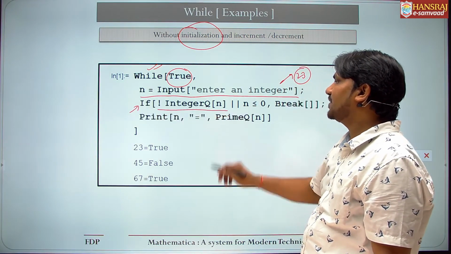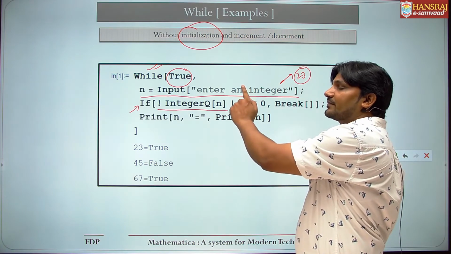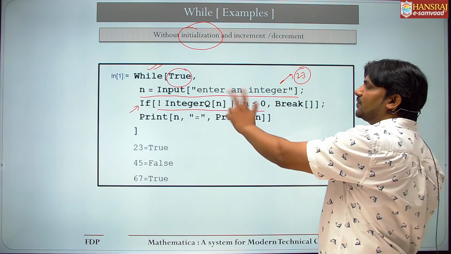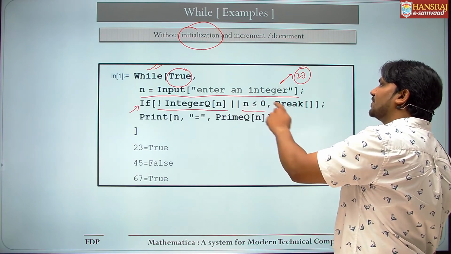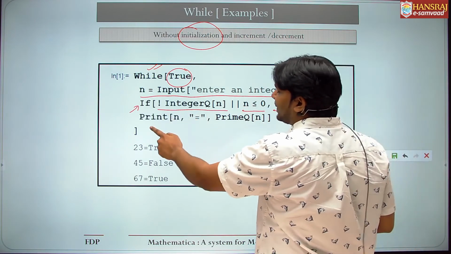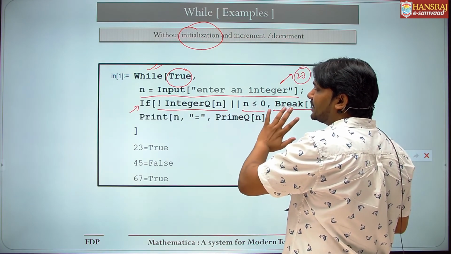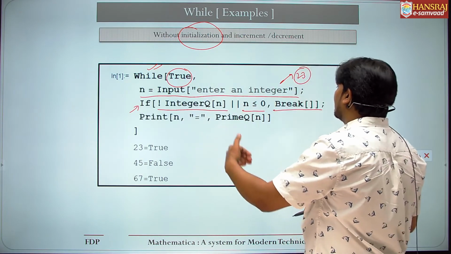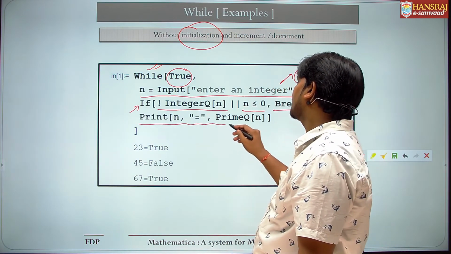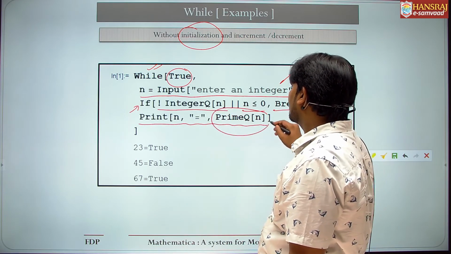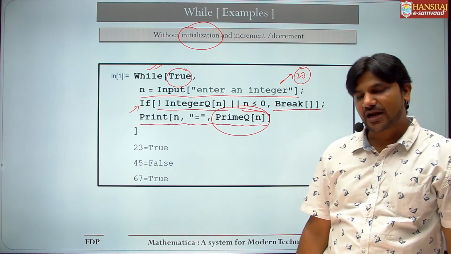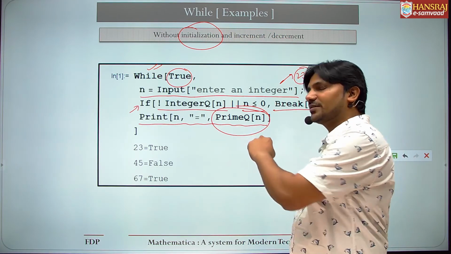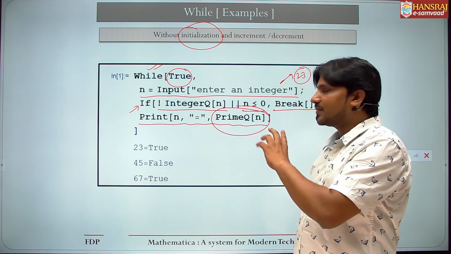If not integer n, that means if what the user has given is not an integer, right, or n less than or equal to 0, in either case if it is true, it will break. And otherwise, it is basically checking the integer, so if it is valid then it will go to the statements, then it will print n is equal to, and the prime check on n. So it will check whether the given number is prime or not. So it is the is-prime function for checking whether the number is prime or not. So directly you can check by using this function whether a number is prime or not, right?